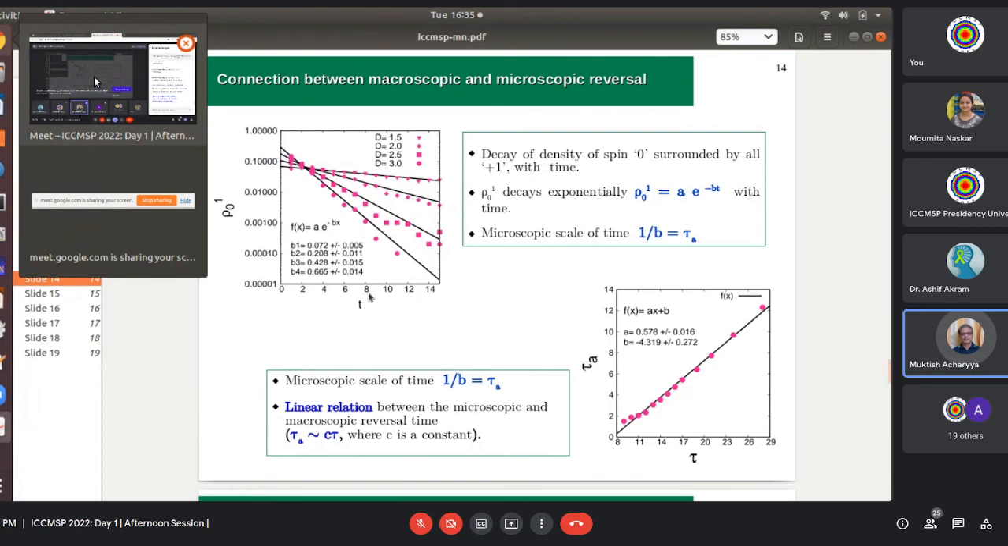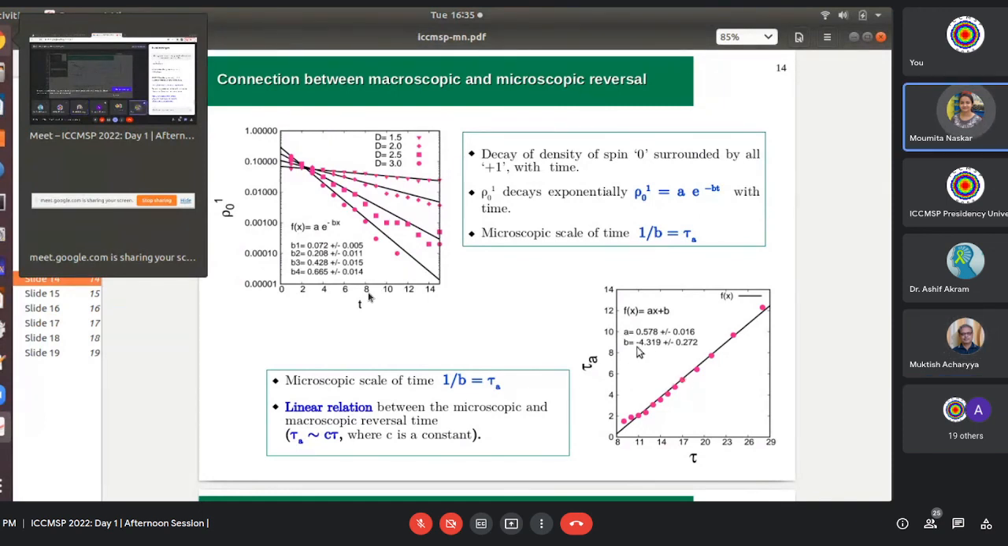No, that order can be checked from this diagram. If you see this tau a versus tau, at any point on the straight line, if you take the ratio tau by tau a, that will give you the order roughly. Yes, that I can check.